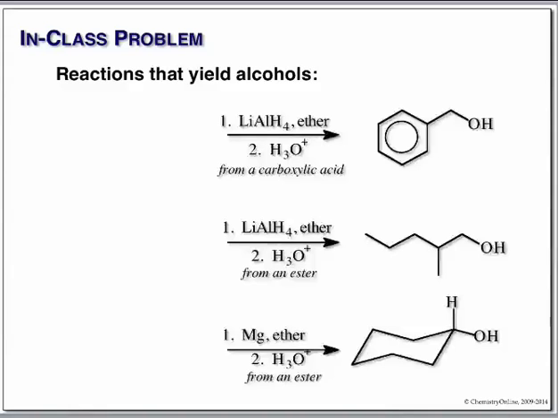Now, one of the things that we want to do is to use this chapter to develop our synthetic skills. Take each of these compounds, take these reaction conditions, and go ahead and draw an appropriate starting material. Carboxylic acid we could reduce to make this, an ester, etc. I will pause for a moment while you synthesize.